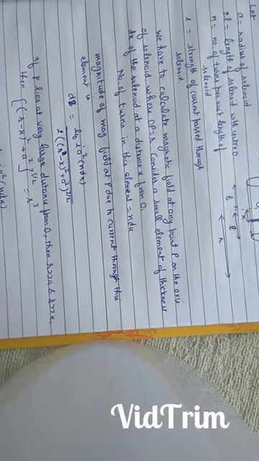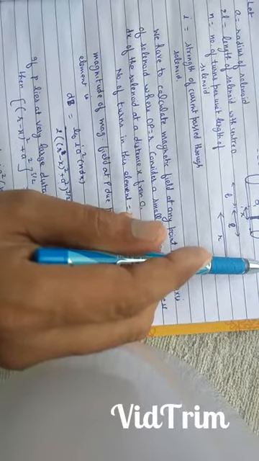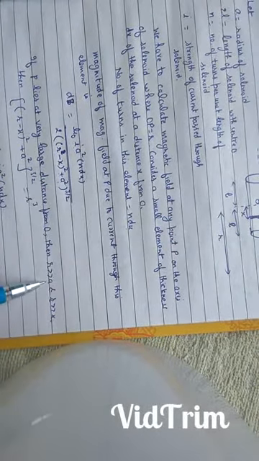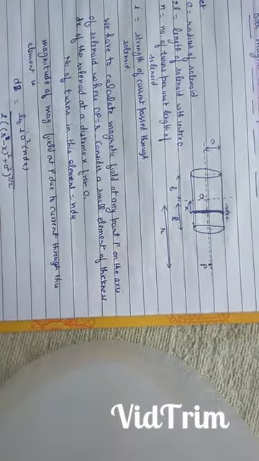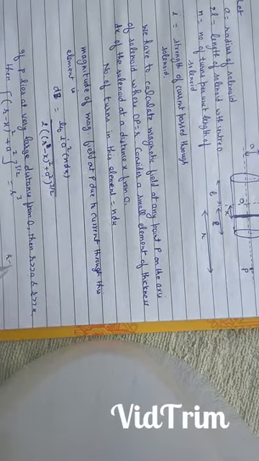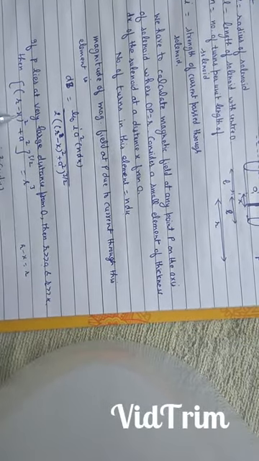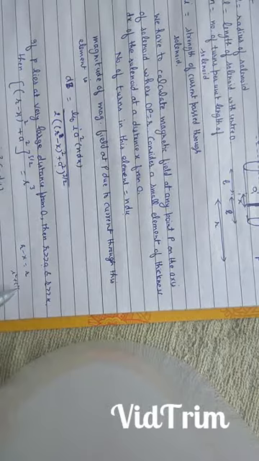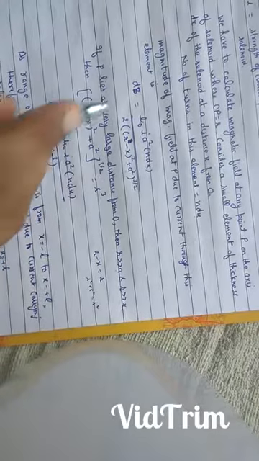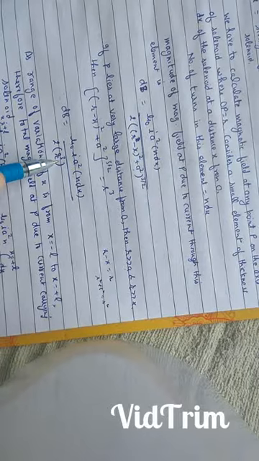Now we see that if P is at a very large distance from O, then r is very much greater than a, where a is the radius of the solenoid, and r is very much greater than x. Then r minus x can be written as r, and r square plus a square can be written as r square, and whole raised to power 3 upon 2, this becomes r cube. Therefore dB is equal to mu naught I a square n dx upon 2 r cube.